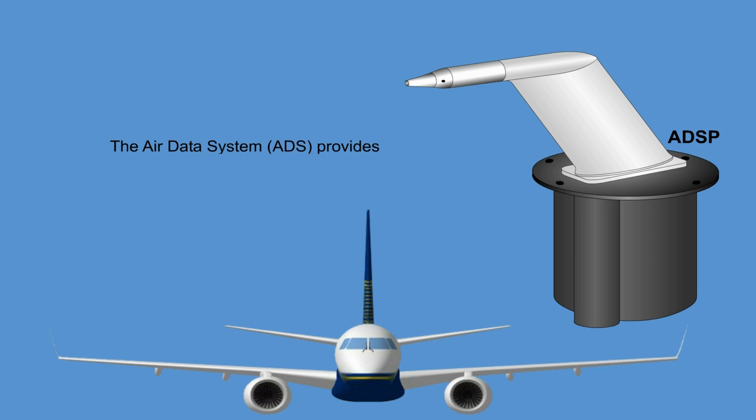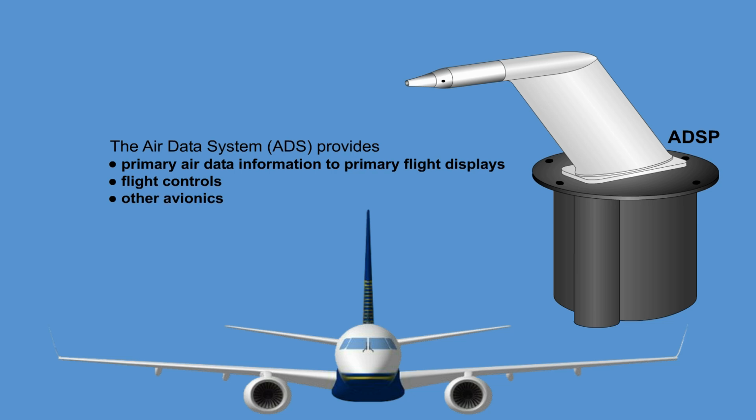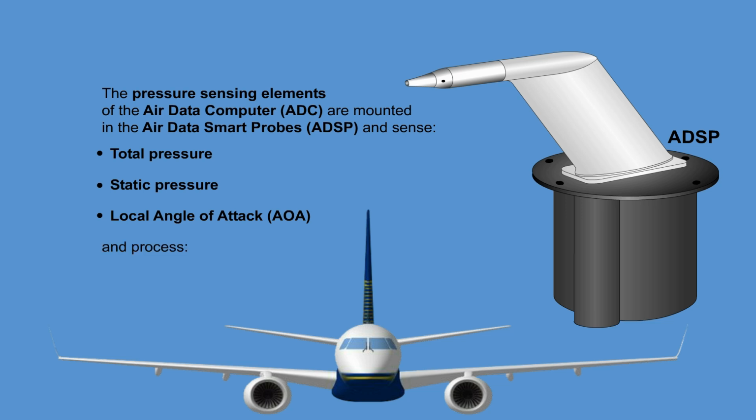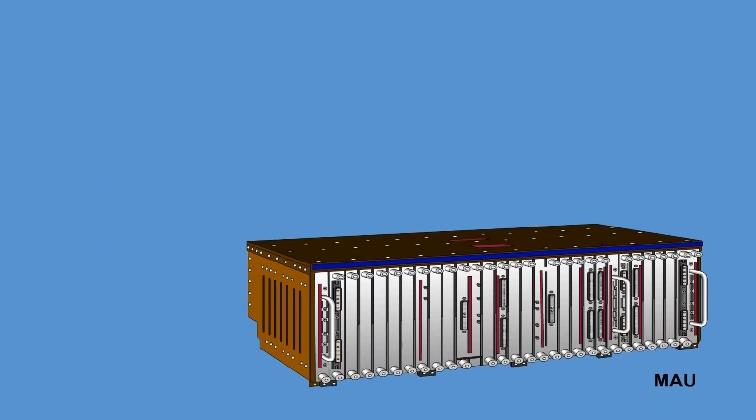The Air Data System, ADS, provides primary air data information to primary flight displays, flight controls, and other avionics as required. The pressure sensing elements of the Air Data Computer, ADC, are mounted in the Air Data Smart Probes, ADSP, and sense total pressure, static pressure, local angle of attack, AOA, and process the total air temperature, TAT. These parameters are sent to the Air Data Application, ADA.